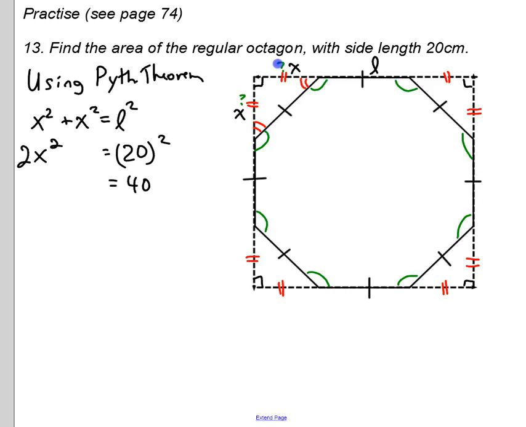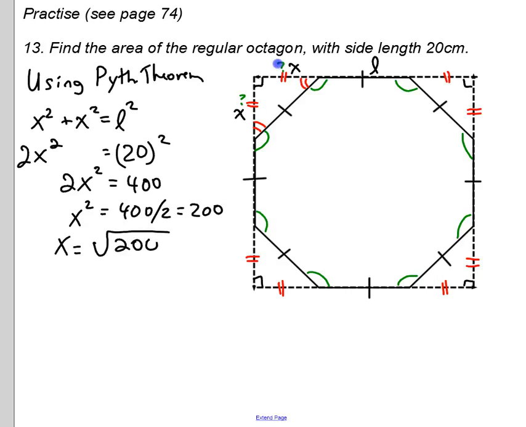20 squared is 400, which leaves us with twice the square of the triangle dimension is 400, which means that the square of the triangle dimension is 400 divided by 2, which is 200. So using our inverse operations, x would be the root of 200. Okay, that is approximately equal to 14.1, and that would be in centimeters.